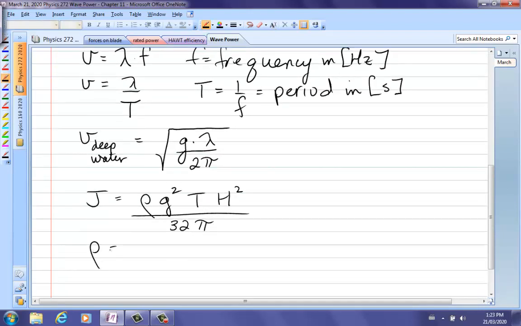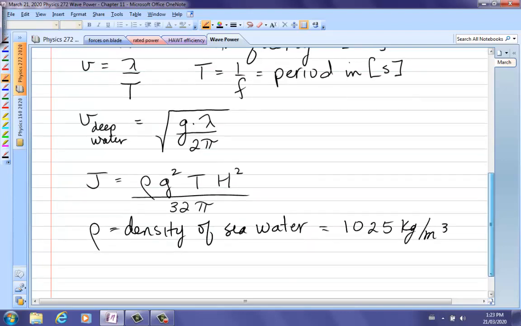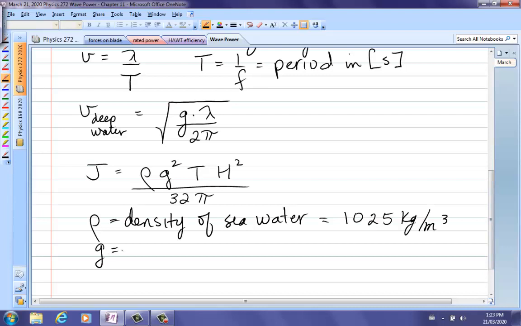Rho is the density of water, and it's seawater. So this is density of seawater, which is a little bit higher. It's salty, so it's a little bit higher than fresh water, and we're going to use a number of 1025 kilograms per cubic meter. Okay, because that's because of the salt. G is just regular old G, 9.8. T, that's the period, it's defined right above there. H is that twice amplitude, it's defined, and then over 32 pi.